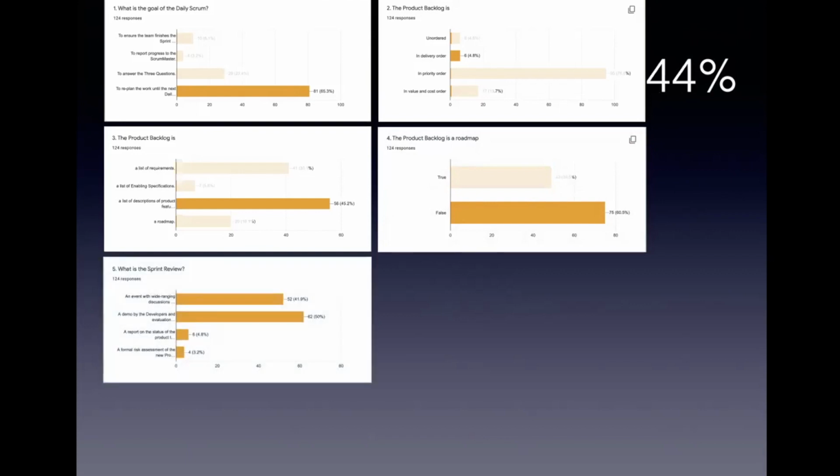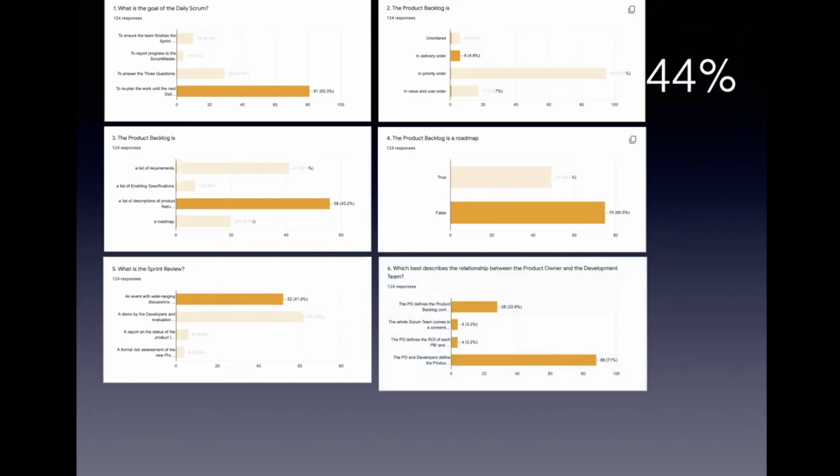What is a sprint review? So most of you said it's a demo. Well, no, the demo is only about a half hour or so. It's a very small part. The sprint review is an event with wide-ranging discussions. So your score went down again. Okay, but about half of you got this right anyhow. Or, well, no, a third of you. What best describes the relationship between the product owner and the development team? This one, you all did pretty well. The PO and the developers define the product backlog together, but the product owner has the final say.